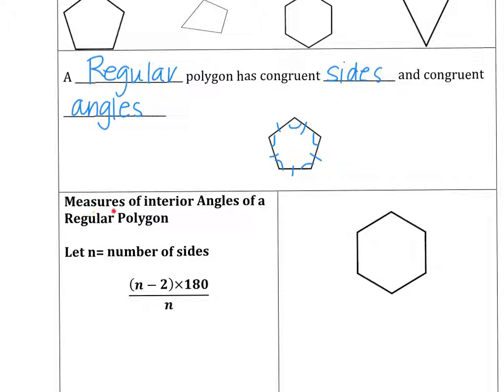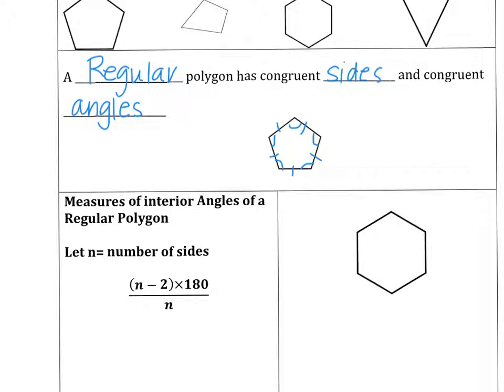This is the formula for measures of interior angles of a regular polygon. This is the formula right here, where we let n stand for the number of sides. So the number of sides of the shape minus 2 times 180 is going to give us the sum of all of these angles together. And then when we divide it by n, which is the number of angles, that's going to tell us how much each of these is.